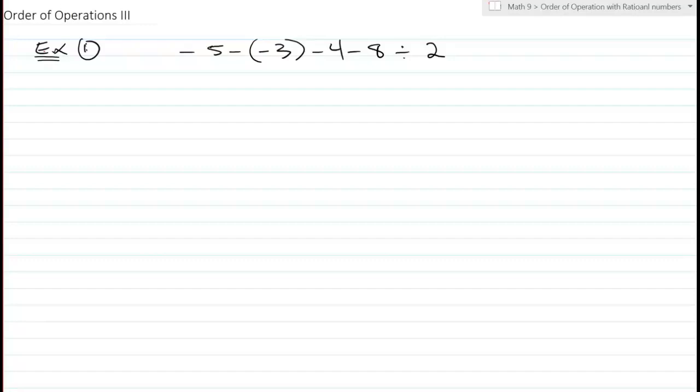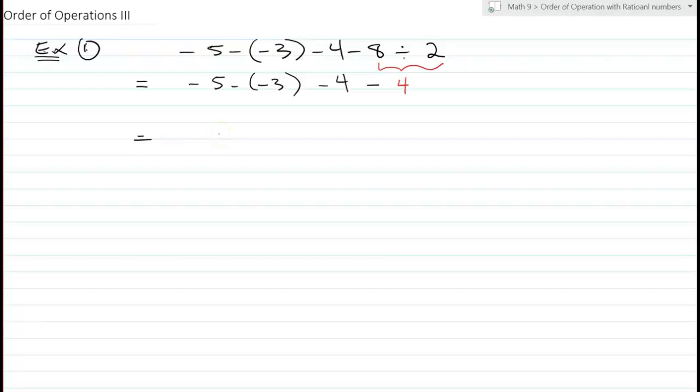All right, so we have to do the division first. So it looks like we've got to deal with the 8 divided by 2. That's 4. So this is 4. If you rewrite the whole thing, there's a negative there, so that negative comes down. There's a negative 4. So let me rewrite this: minus 5 minus 3 minus 4, and that is minus 4. Great. All right, next step.